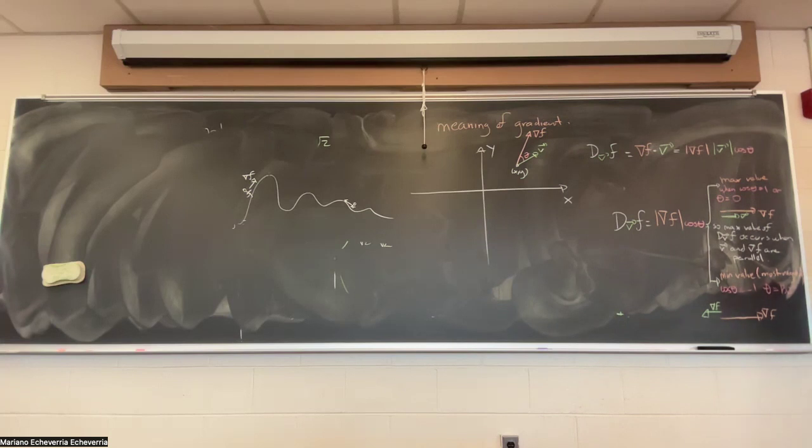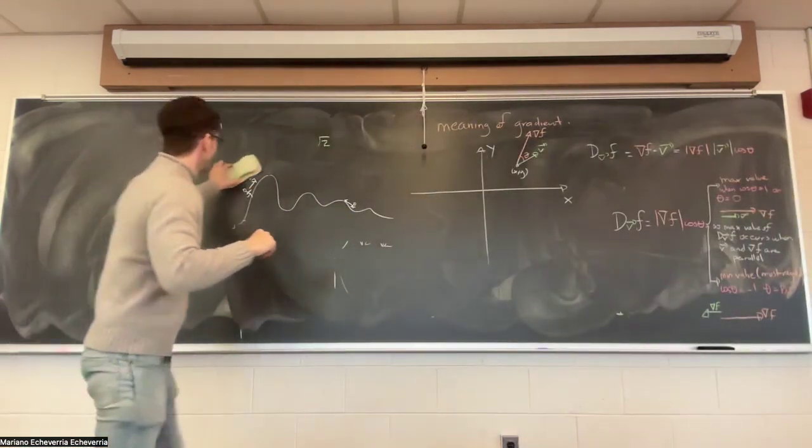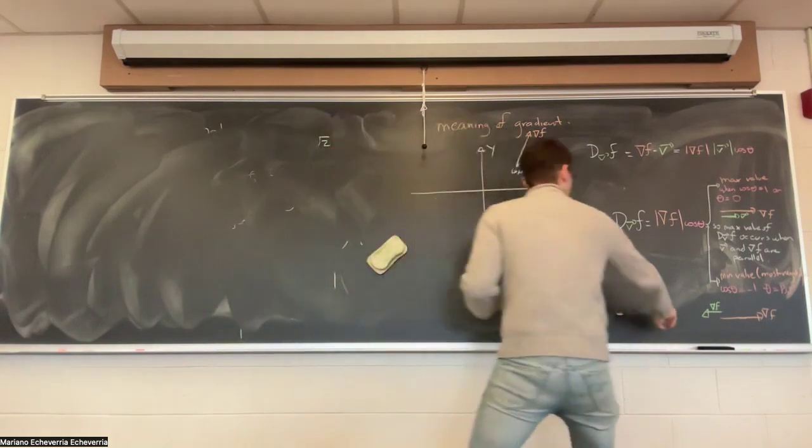I'm almost done. So the max value is when theta equals 0. The min value is when theta equals 180 degrees, right? That's when cosine equals 1 and cosine equals -1 respectively. But there's another nice value for cosine: 0 is also an important value, right? So let's think about when the directional derivative is 0.